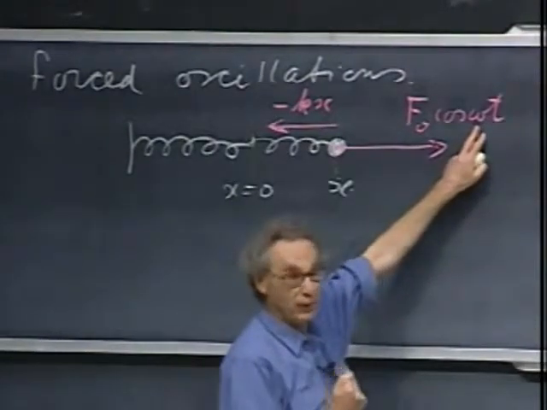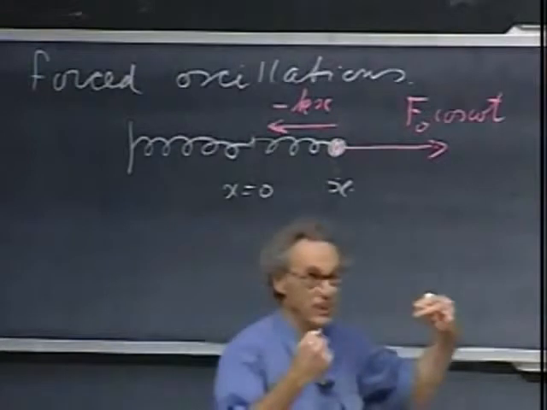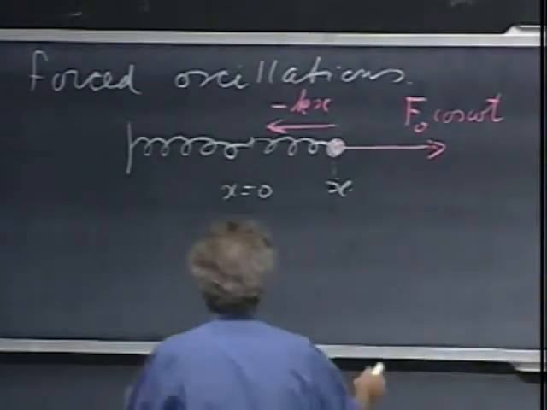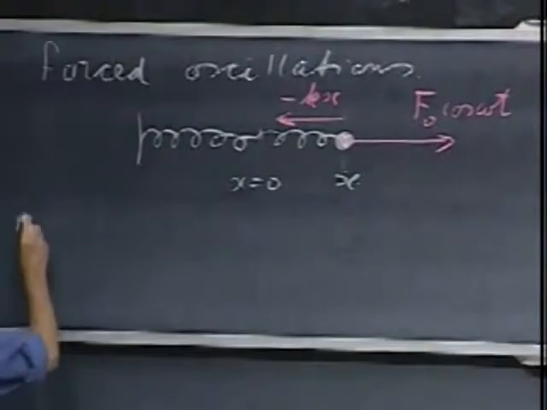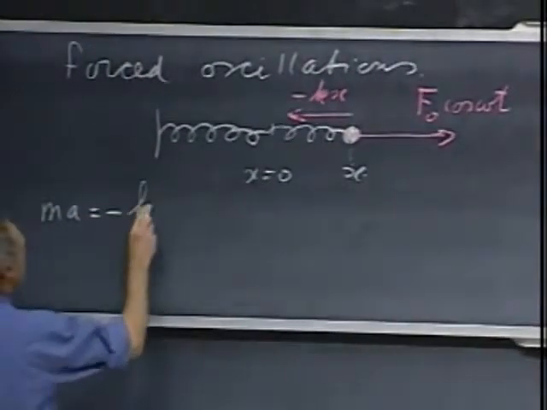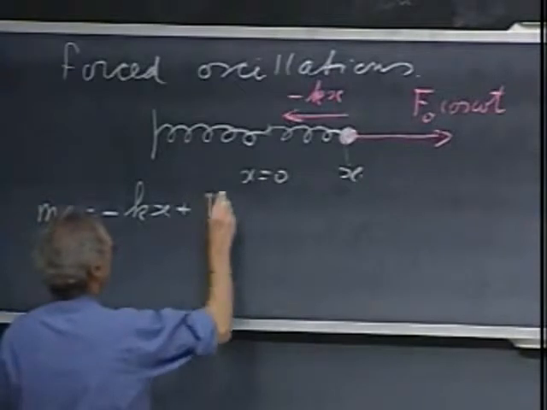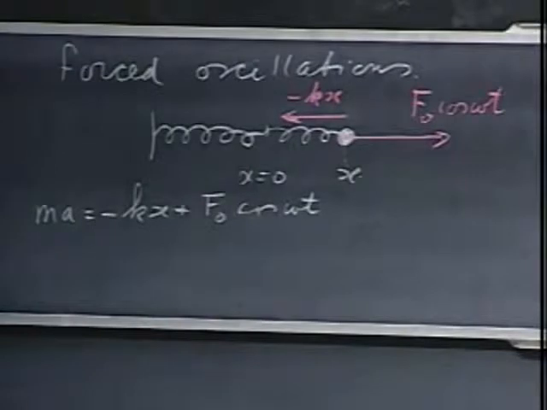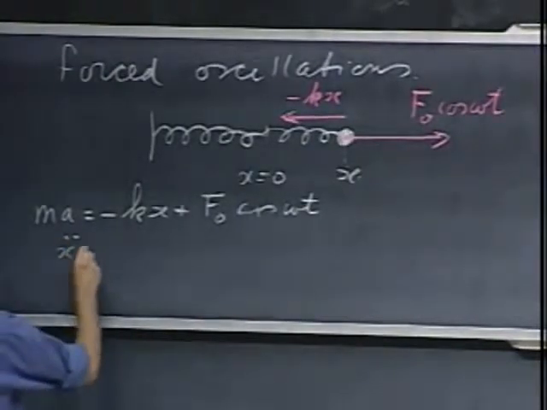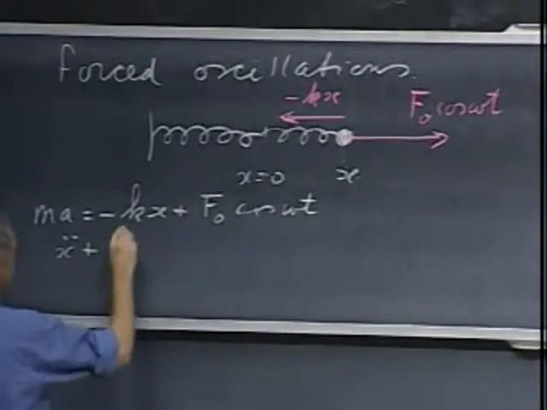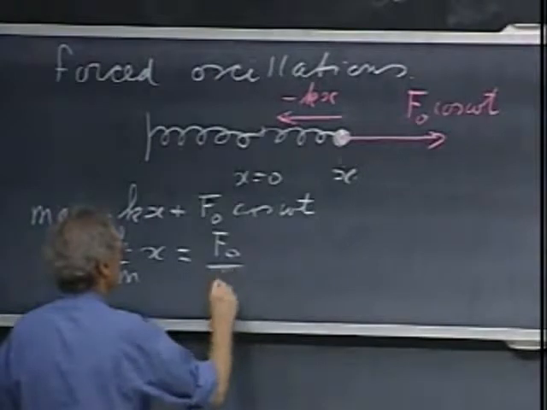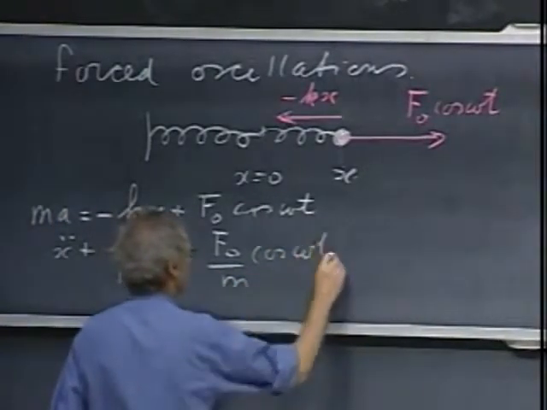This frequency is not the frequency with which the system wants to oscillate. It is the one that I choose. And I can vary that. And the question now is, what will the object do? Well, we have Newton's second law, ma equals minus kx plus that force, F0 cosine omega t. a is x double dot, so I get x double dot plus k over m times x equals F0 divided by m times the cosine omega t.